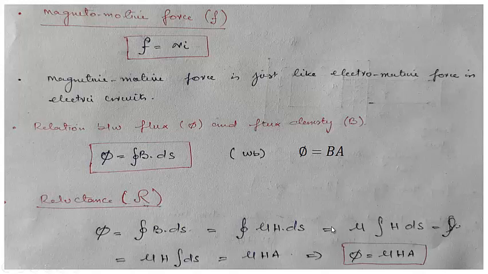One more thing that we need to understand is the relationship between flux phi and the flux density B. So we know that phi is equal to the closed integral of B dot ds.